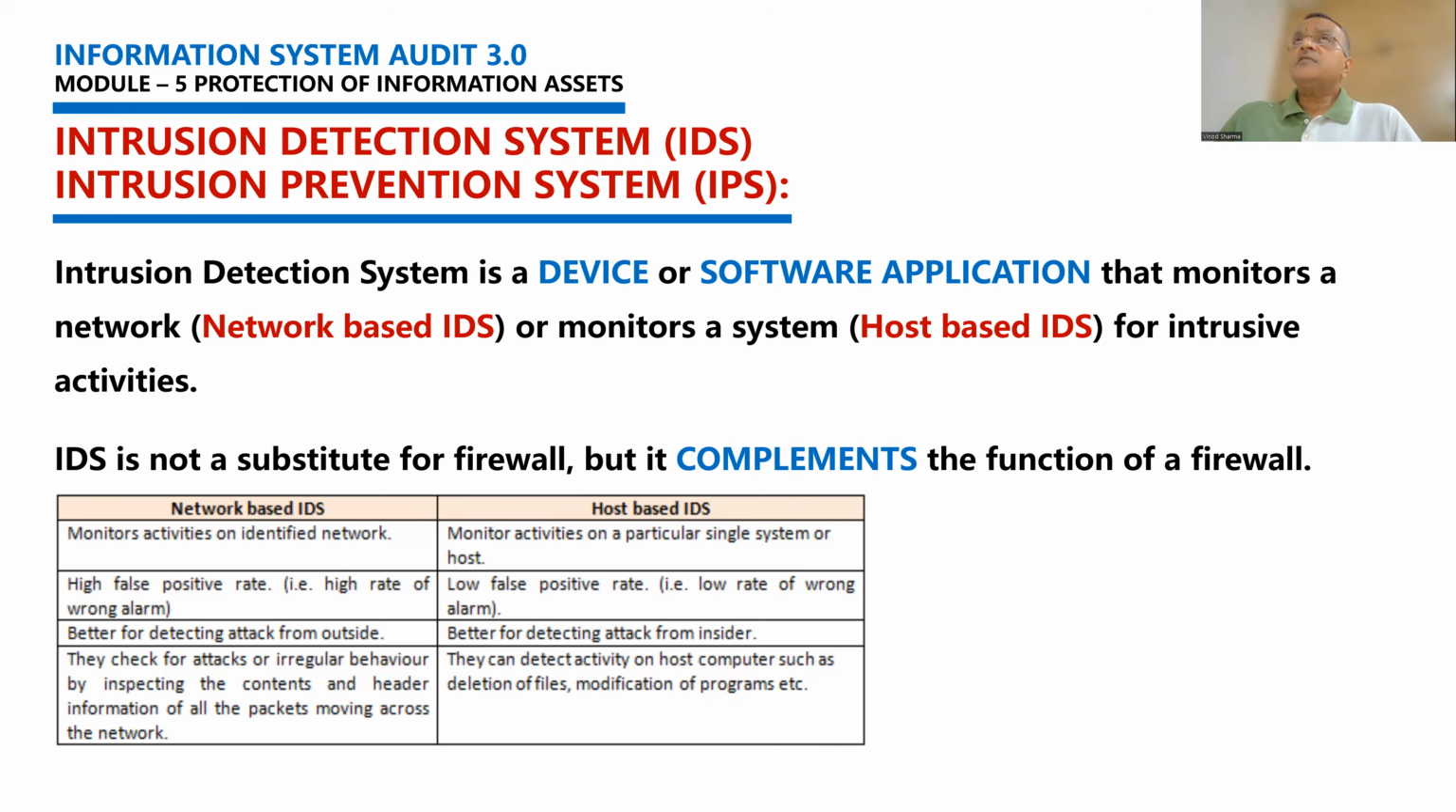So an intrusion detection system is a device or a software application that monitors the network, that is network-based IDS, and the host system, that is host-based IDS. Because normally we are working in a network environment, I can implement an intrusion detection system, which can be a device or a software application, just like a firewall, that monitors what traffic is coming into my network very carefully.